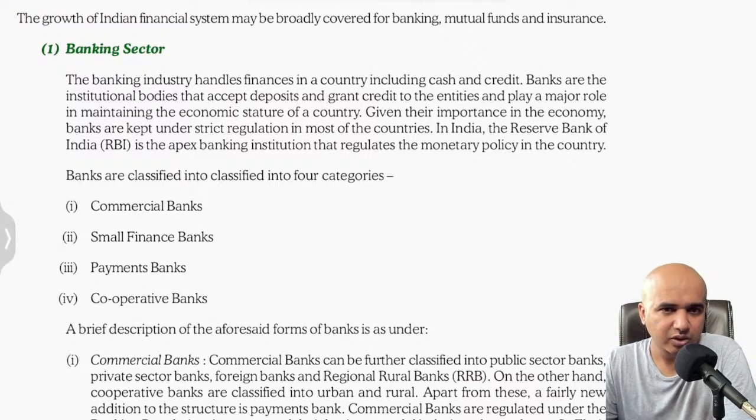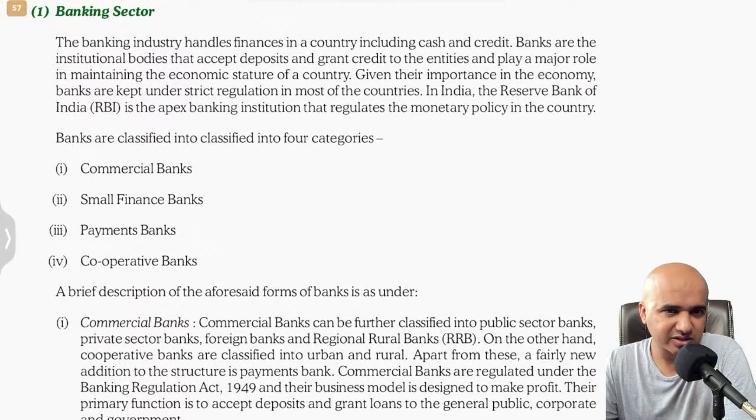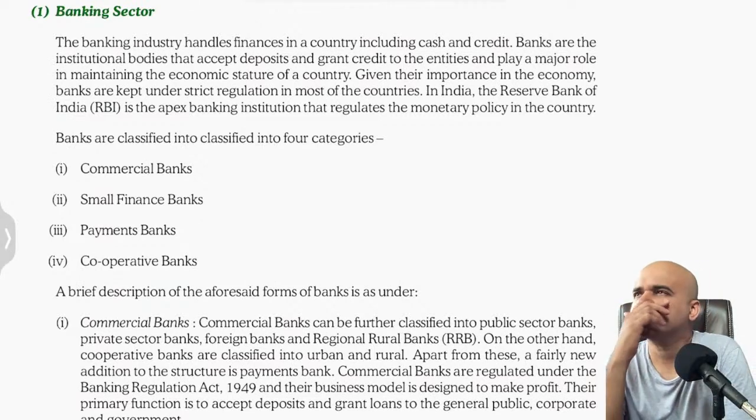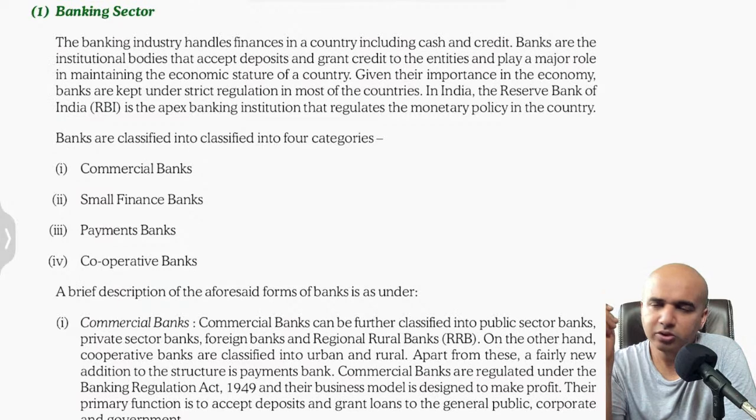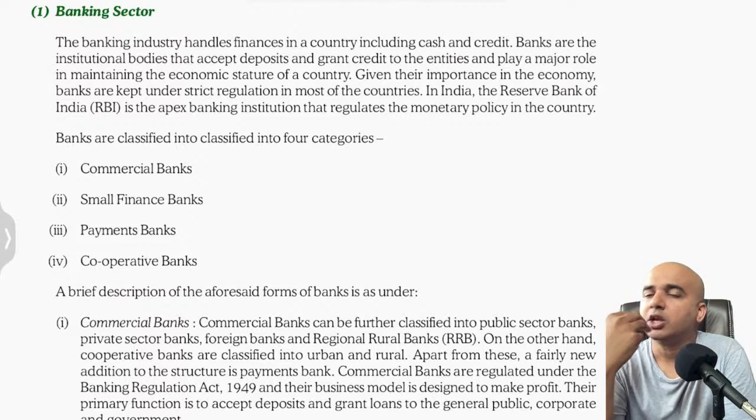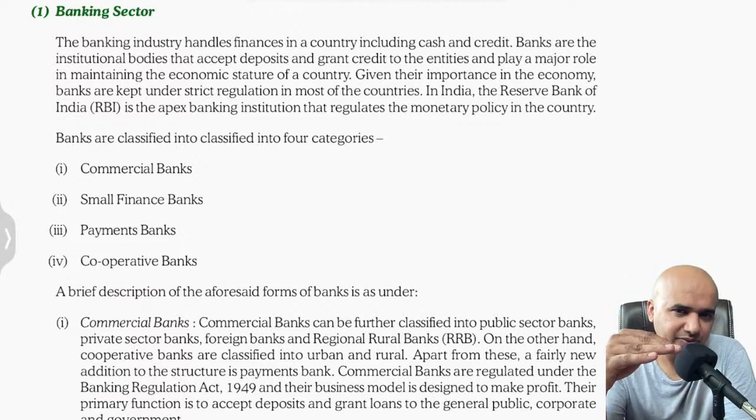Banking sector. Let's read a bit about banking sector. The banking industry handles finances in a country, including cash and credit. This we know what banks do normally. See, banks generally what they do is they accept deposits. Once they accept deposits, they are supposed to pay interest unless it's a current account. And more people usually go the savings account route. Now, even if they accept deposits in the form of fixed deposits also, they are supposed to pay interest, in fact, higher interest. Now, if banks keep on accepting deposit and if they are liable to pay the interest, where will they get the money from?